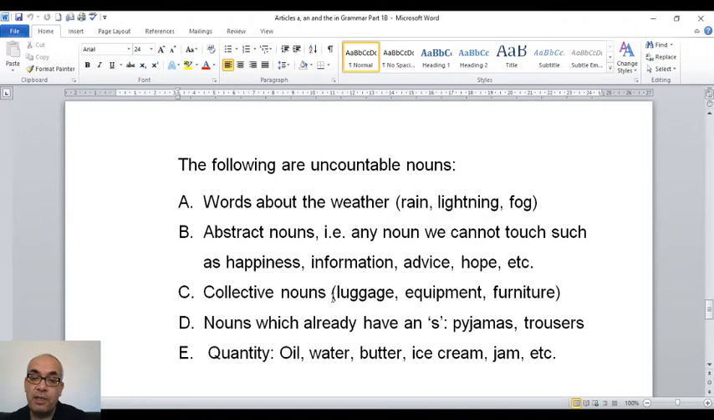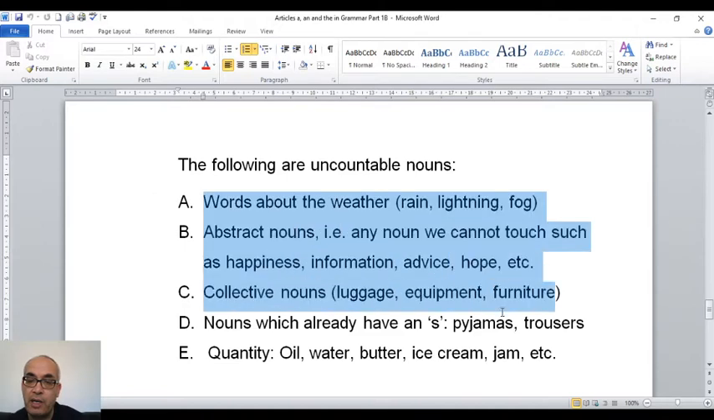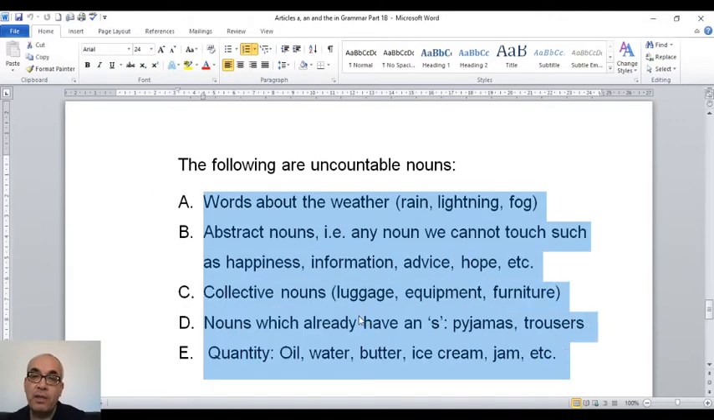Collective nouns. This means like a group. So luggage, it means a group of bags, a number of bags. So again, I cannot put A or S to these words because they are not countable. A luggage is wrong. Luggages is wrong. Equipment, it means tools. An equipment, wrong. Equipments is wrong. A furniture is wrong. Furnitures is wrong. So don't use A or an before all these uncountable nouns, please.